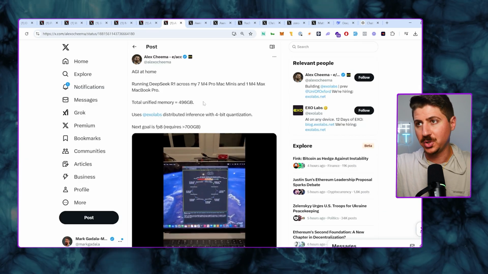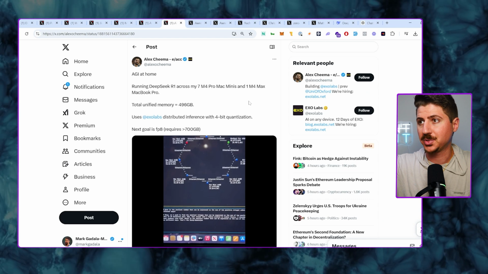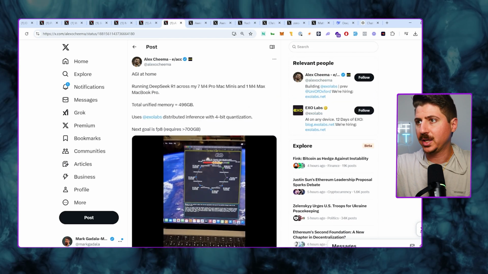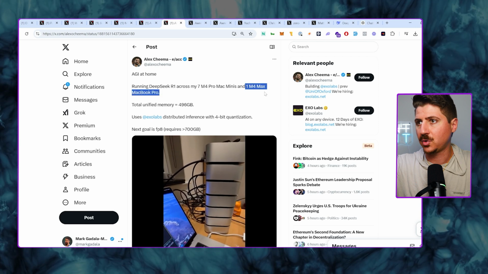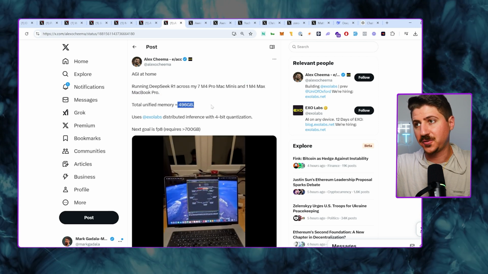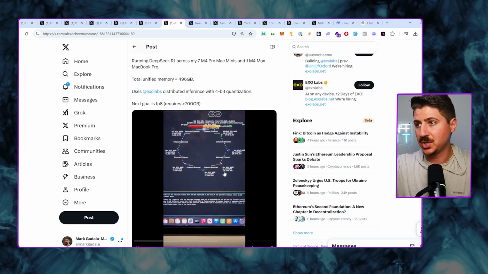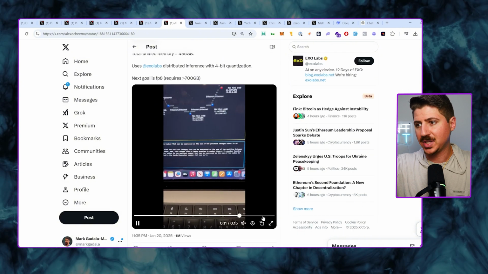So I also told you that you could run this locally on your computer. So I'm going to show you a few examples of that. This guy here is actually running it on 7 M4 Mac Pro Minis. You can see the whole stack here and one M4 MacBook Pro. So it's almost 500 gigabytes of memory here, but he's running it here.